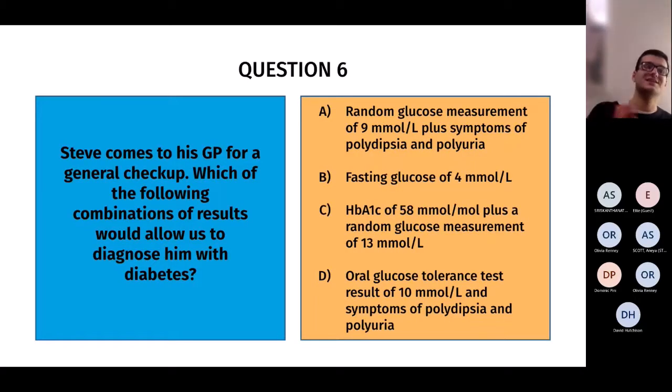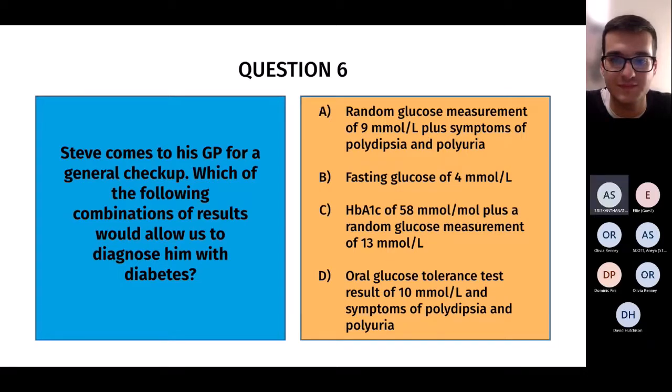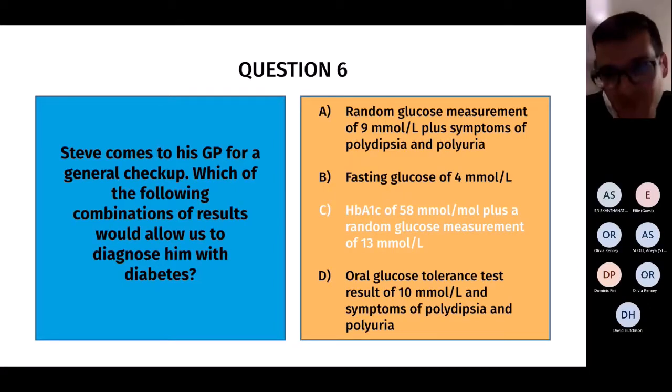Okay, next question. Steve comes to his GP for a general checkup. Which of the following combos of results would allow us to diagnose him with diabetes? This one might take us a couple more minutes to read. C. C, excellent, very well done.